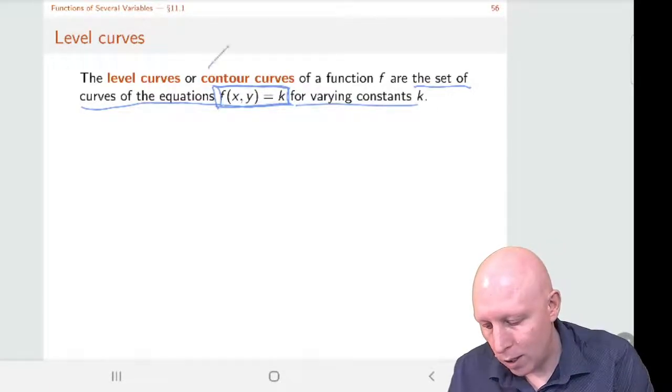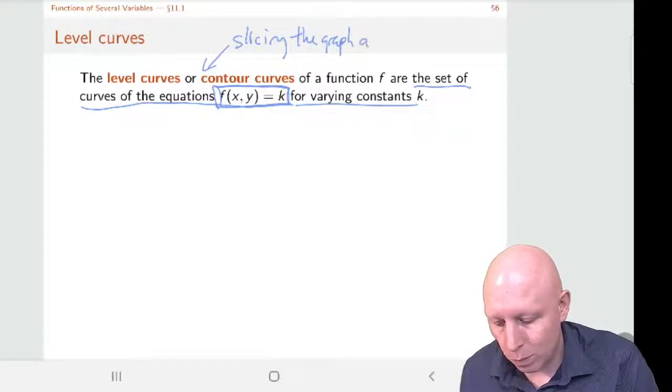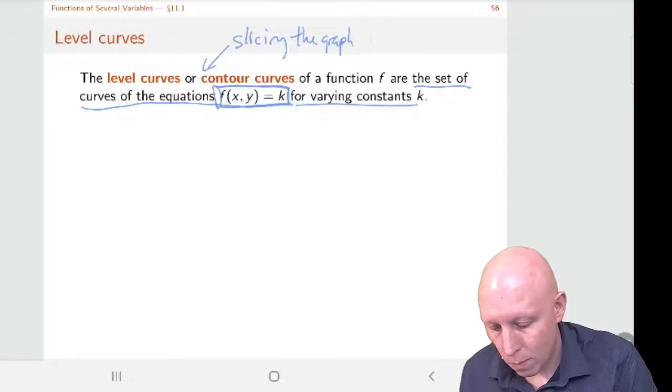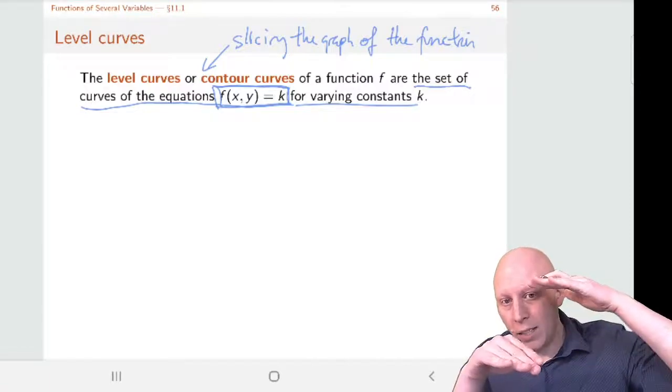What you should think of here is slicing the graph of a function by different heights.